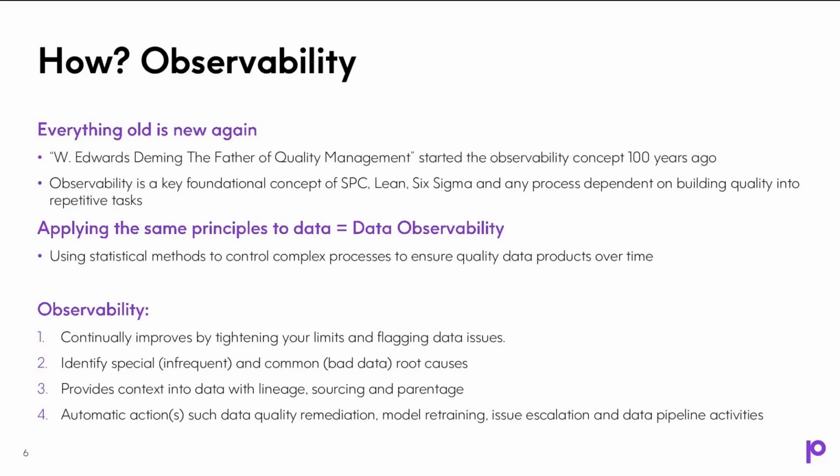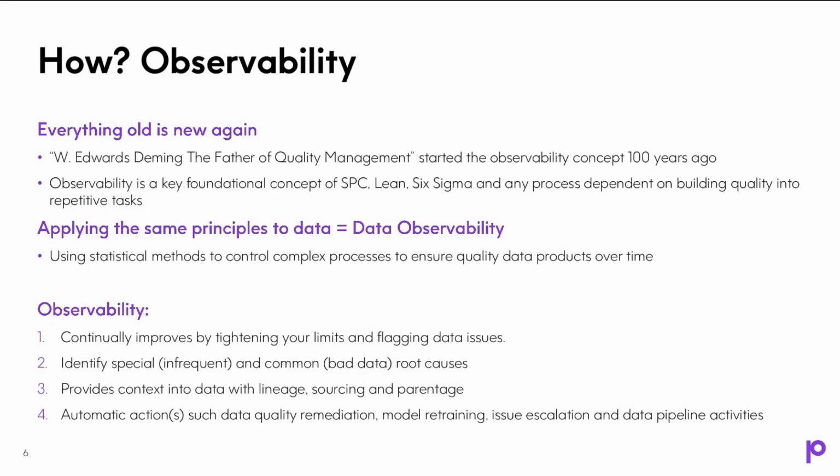Some key themes of observability include continually tightening your limits and flagging data issues. Flagging essentially means notifications, escalations, and routing of potential issues to the right folks, be it data operations, business operations, data owners, and stewards. The other one is identifying different types of issues, often referred to as either special or common type issues. An example of special is a system outage, which maybe is not that common for you, or a common one such as bad reference data in a typical data pipeline.